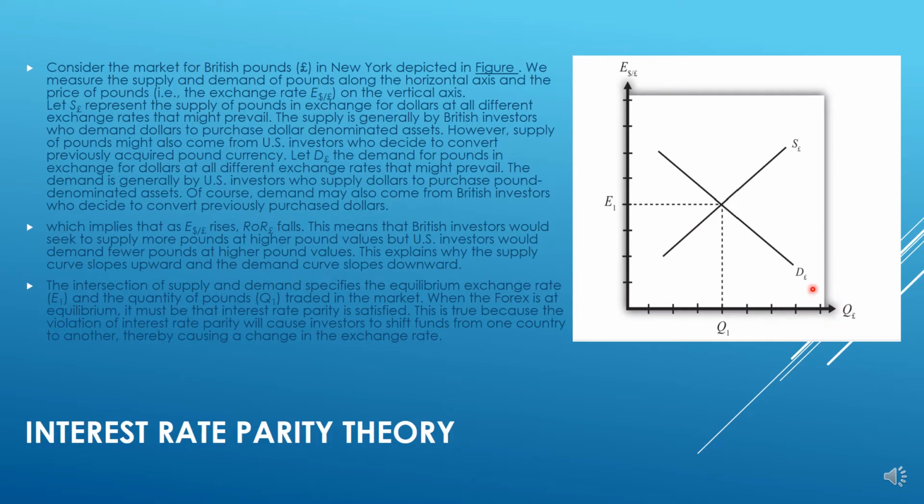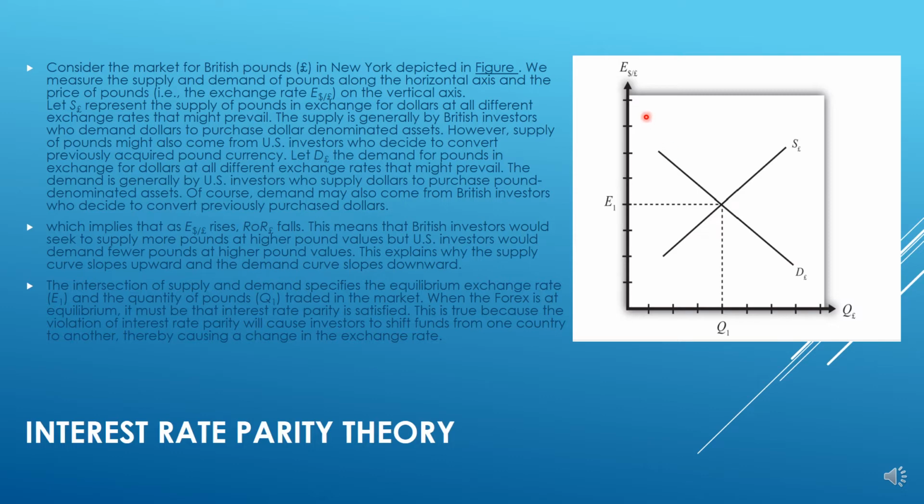So let the demand for pounds be D pound, D subscript pound, as it is denoted. This is the demand for pounds in exchange for dollars at all different exchange rates that might prevail. So the demand is generally by US investors who supply dollars to purchase pound denominated assets. And of course, demand may also come from British investors who decide to convert previously purchased dollars. Now, you can see it in this figure.